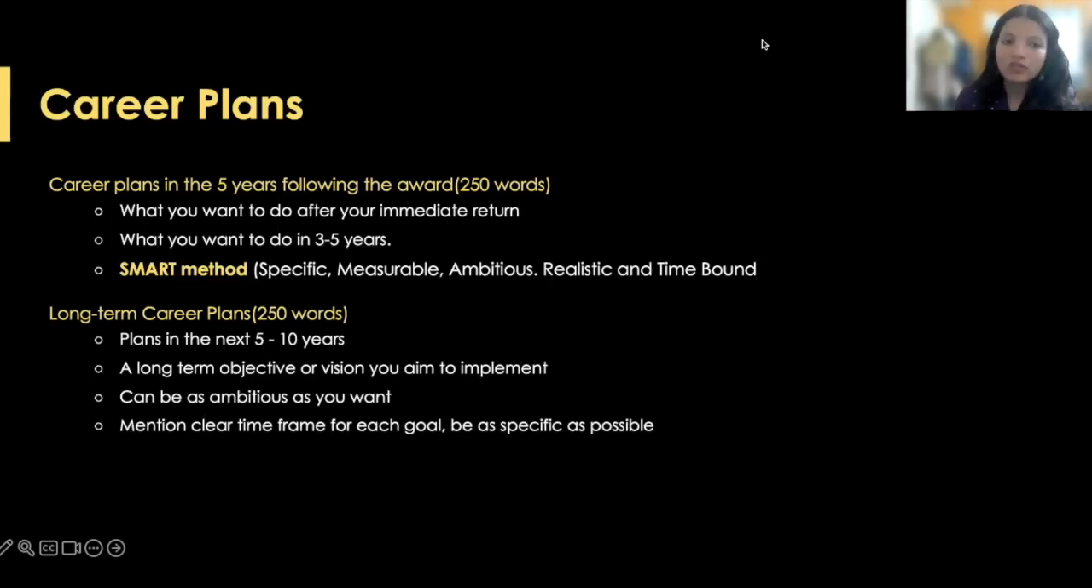And then the second question is about your long-term career plans, which is your plans in the next 5 to 10 years. You can talk about a larger long-term vision you want to implement, as ambitious as you want. And again, mention a clear time frame. Again, repeating this, that this part of your answer should reinforce your development impact. So do not make these two entirely separate parts of your essay. Your development impact is what you aim to achieve through your career plan. So make it reinforce each other.